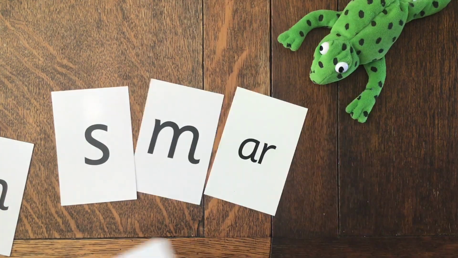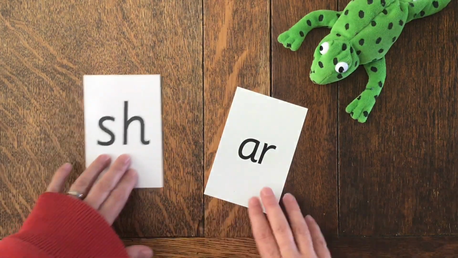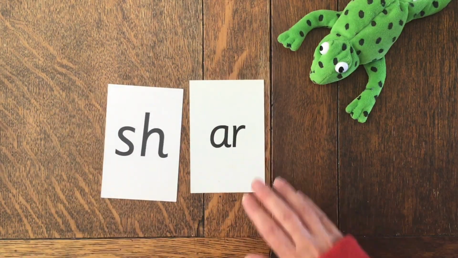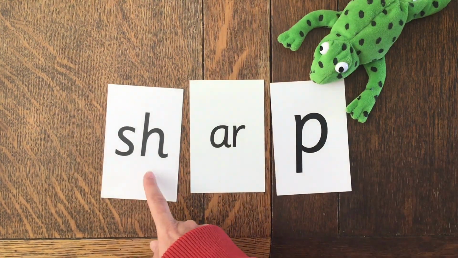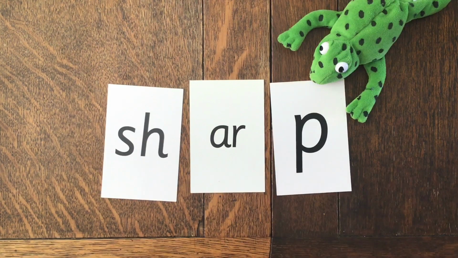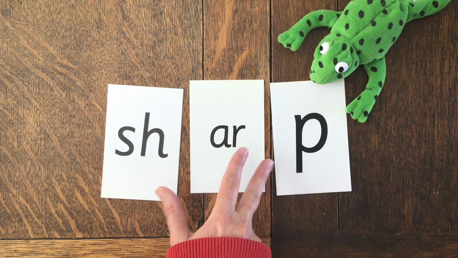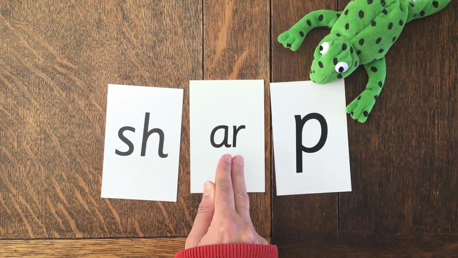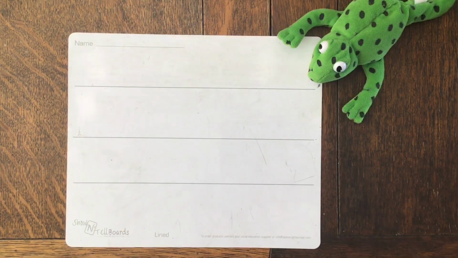I'm going to just keep the R again. I'm going to start with a sh, then have the R. I'm going to reuse the p. Sh, ar, p. Let's Fred talk it. Sh, ar, p. And blend it. Sharp. Thanks, Fred.